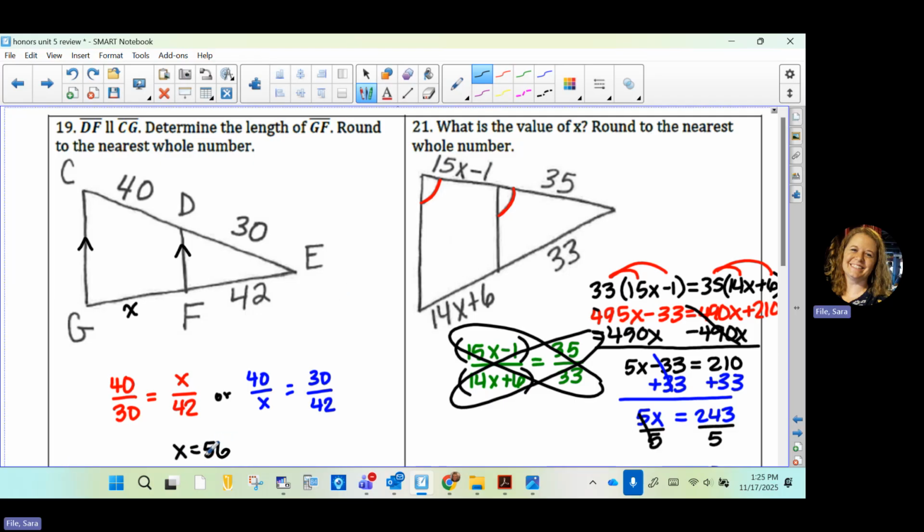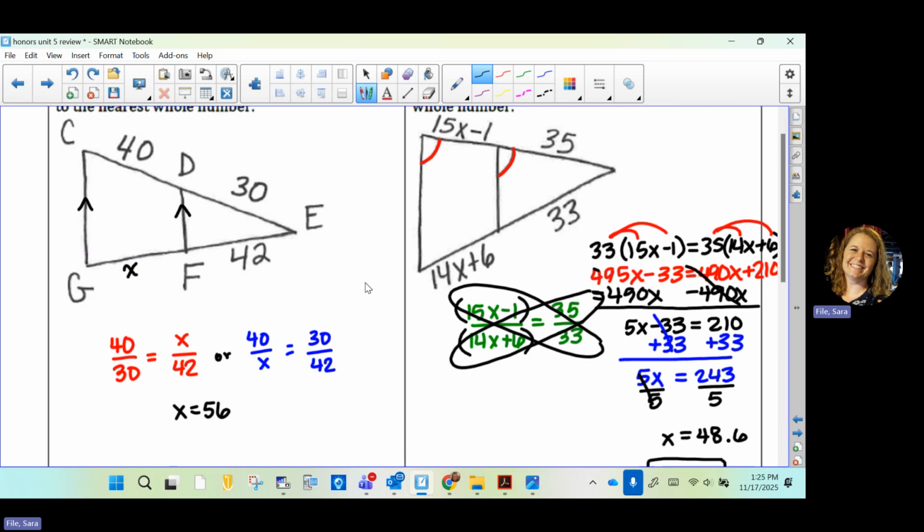Now, X was representing GF, is that what they asked for? Yeah, so we're done. If they had asked for GE, we would have to add those together, right? So you just pay attention to what they're asking for. But in this case, it's simply 56.